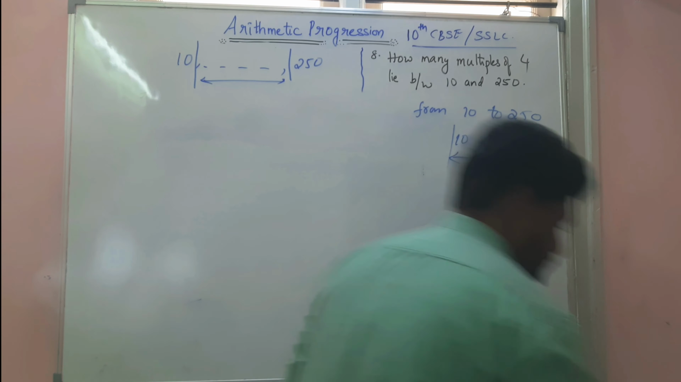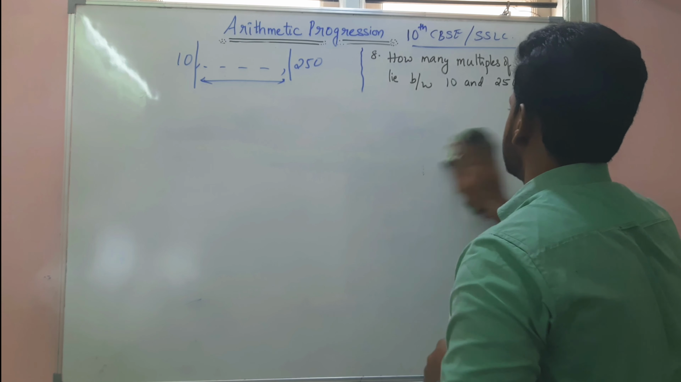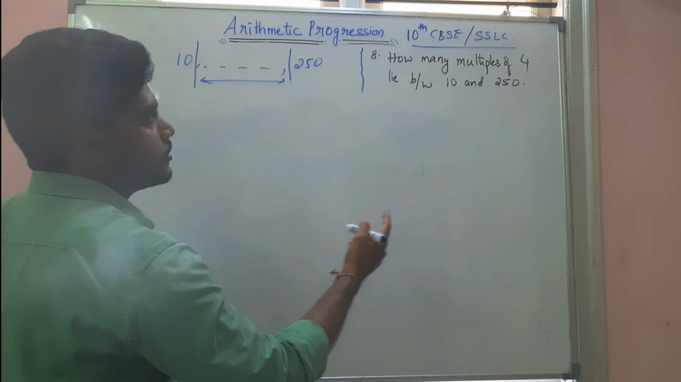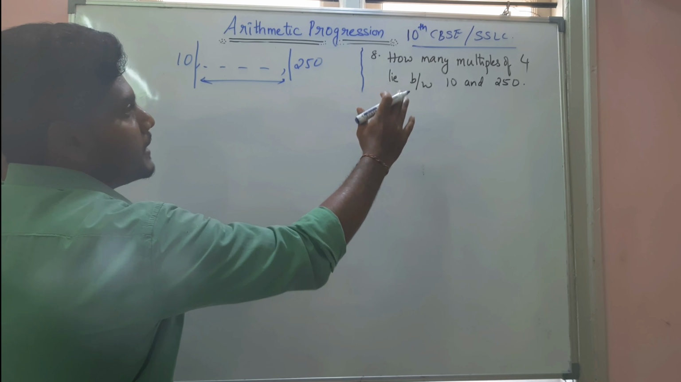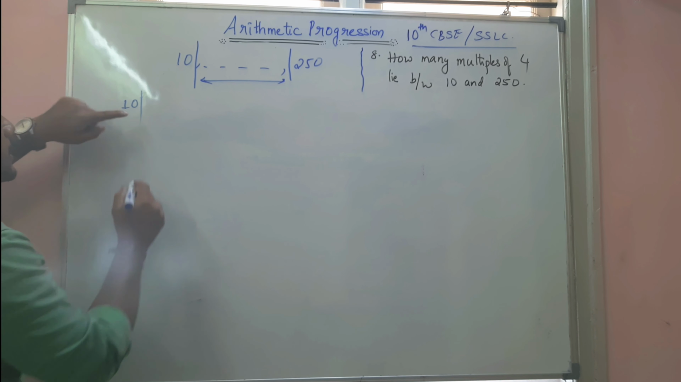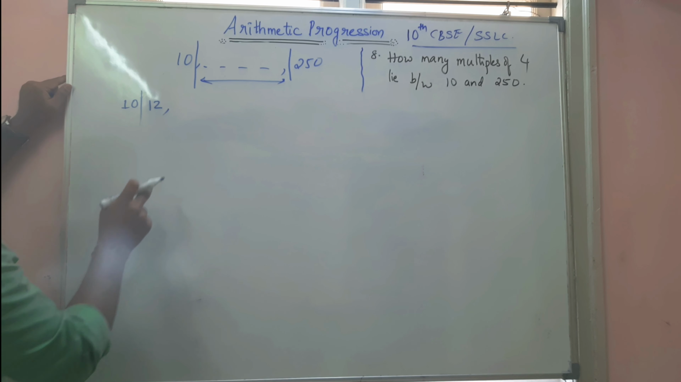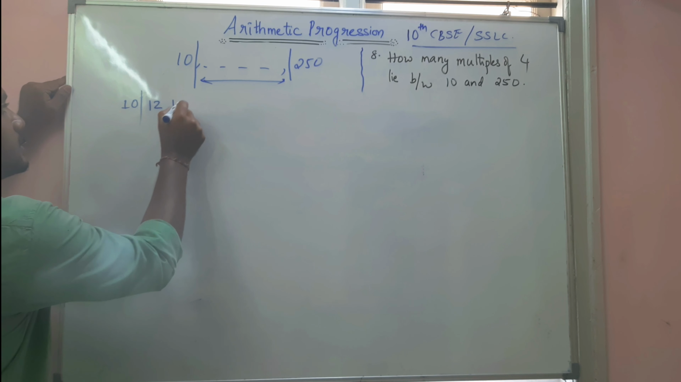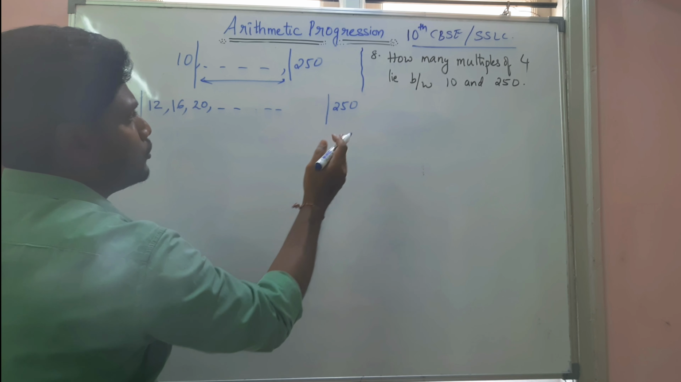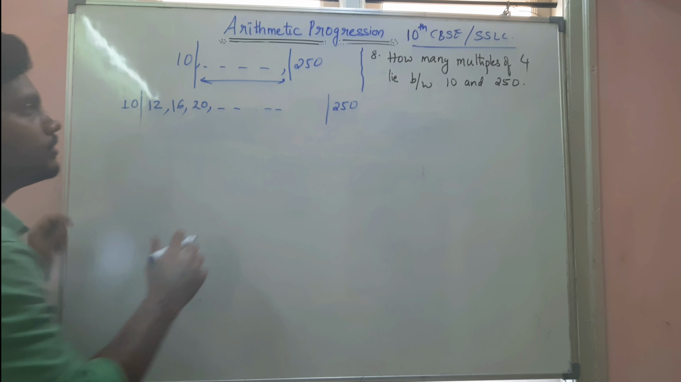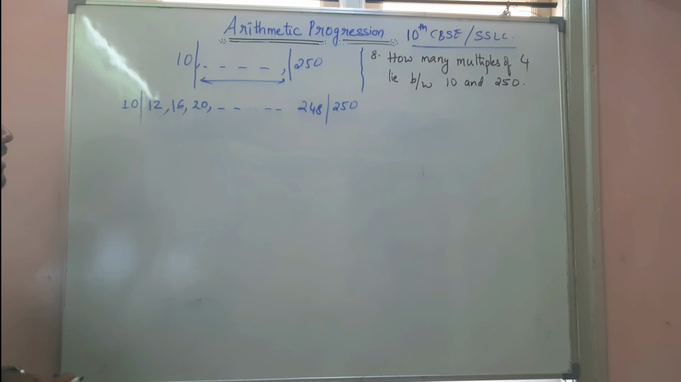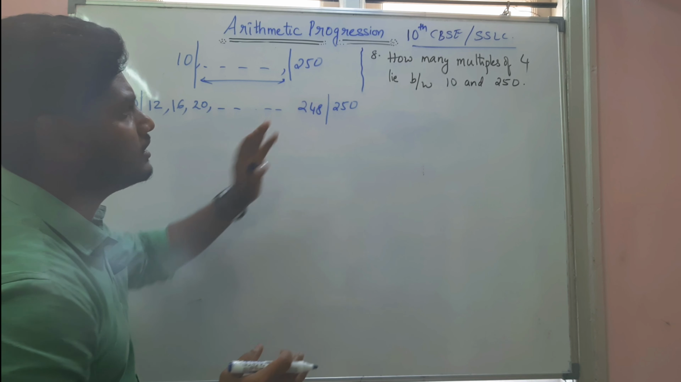So how to find this? As you know, here the concept is multiples of 4. We need the numbers between 10 and 250. Multiples of 4 after 10, which number comes? Multiple of 4, 12 comes. Yes, right? Because multiple of 4, 12. Next, 16. Next, 20. And so on. Here we have a limit of 250. Before that, the term which is a multiple of 4 is 248. Why? Because 240 is divisible by 4. Now we got the terms: 12, 16, 20, and so on up to 248.